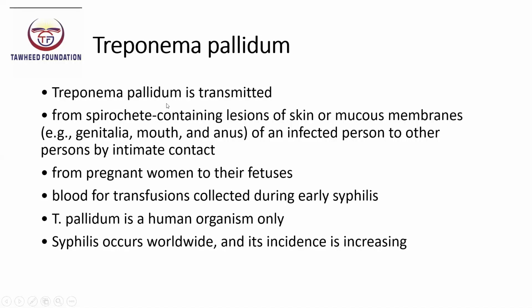A striking feature of Treponema pallidum is that it produces no classical toxins or enzymes. Its pathogenesis is linked to its ability to infect the endothelium of small blood vessels. It is transmitted from spirochete-containing lesions of skin or mucous membrane, which means the genitalia, mouth, or anus of an infected person, to another person by intimate contact. From a pregnant woman, it can transfer to the fetus, and through blood transfusions collected during early syphilis. Treponema pallidum infects only humans and syphilis occurs worldwide. Its incidence is increasing day by day.